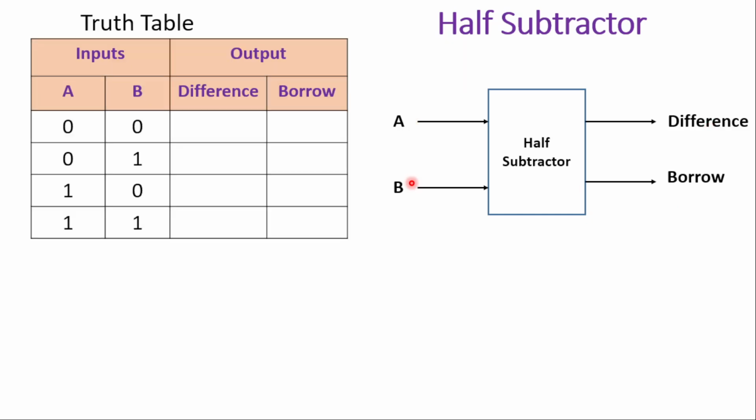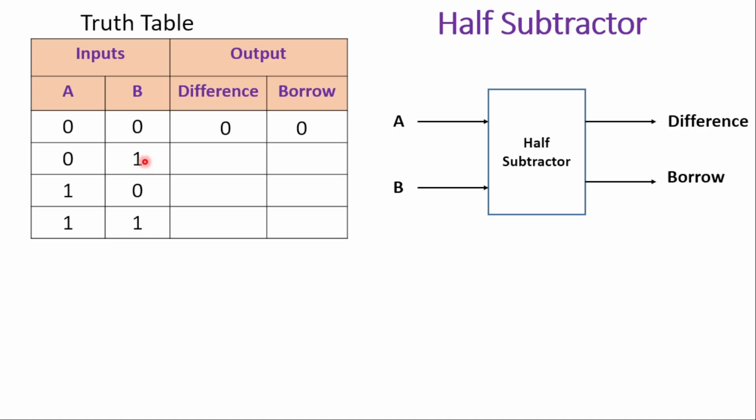Let us look at the truth table of this half subtractor. A and B are the inputs and four possible combinations of values of A and B are shown here. Now when A minus B is performed, that is 0 minus 0, first row, it will give you difference as 0 as well as borrow is 0.